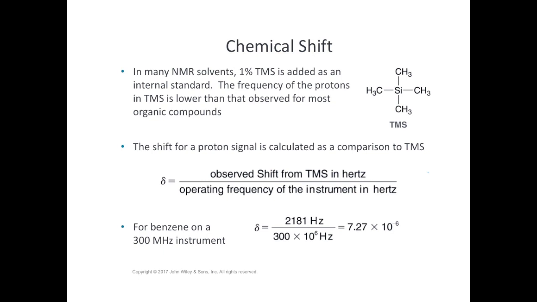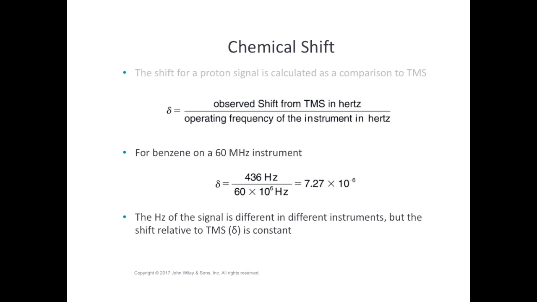Now, in most NMR solvents, 1% TMS, tetramethylsilane, is used as an internal standard, and the chemical shift is found using this formula: the observed shift from TMS in hertz divided by the operating frequency of the instrument in hertz. So for benzene on a 300 megahertz instrument, the chemical shift would be as shown here. The hertz of the signal is different in different instruments, but the shift relative to TMS is constant.